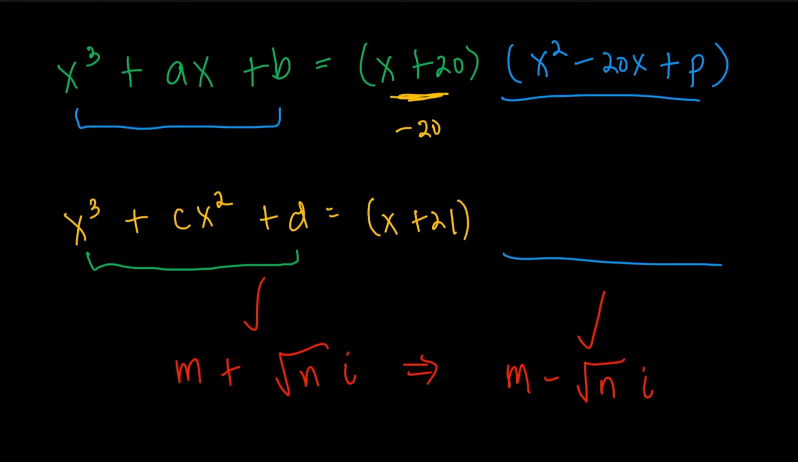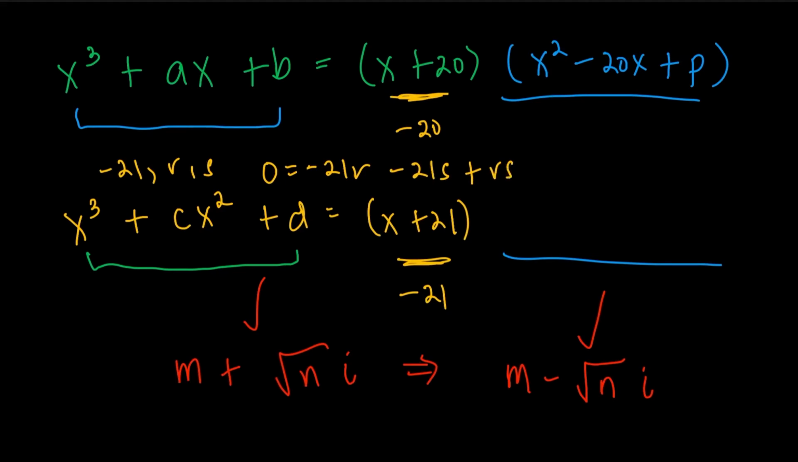Now, we do know that negative 21 is a root. Let's just say we consider negative 21, and the other two roots are r and s. So taking the sum of the roots two at a time, it's going to be negative 21r plus negative 21s plus rs, and this must be 0.